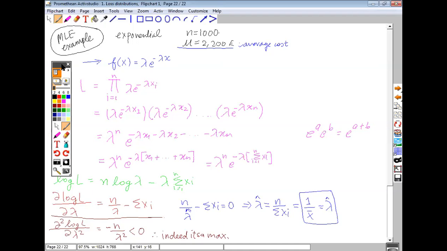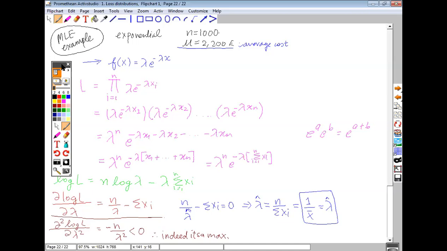Does this make sense? Does anyone have any doubts with this? No, ma'am. Any questions regarding why something is the way that it is or something else?